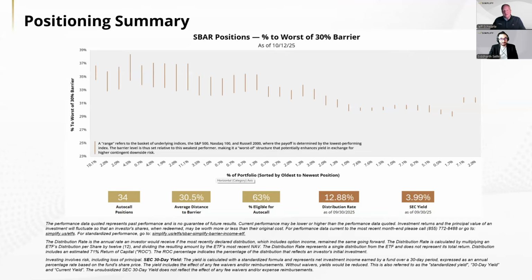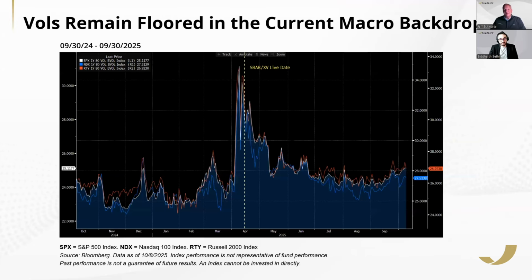So let's pivot a little bit more to your day job, which is looking at volatility, correlations and the barrier option market. What are you seeing from a volatility perspective in the market?